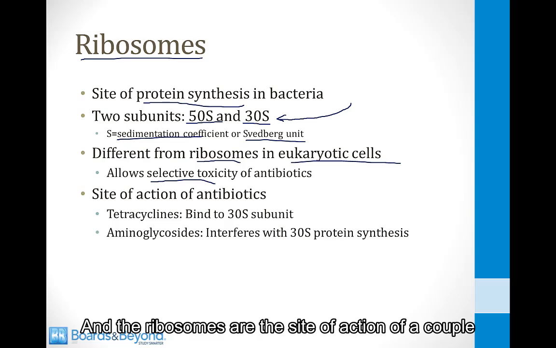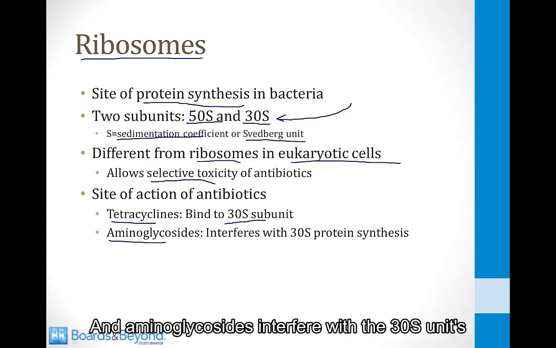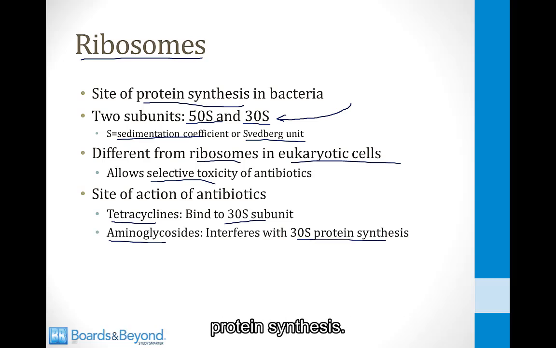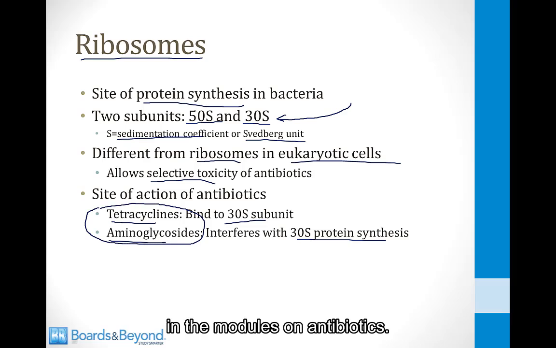And the ribosomes are the site of action of a couple of classes of antibiotics. Tetracyclines bind to the 30S unit, and aminoglycosides interfere with the 30S unit's protein synthesis. And I talk in a lot more detail about all of this in the modules on antibiotics.